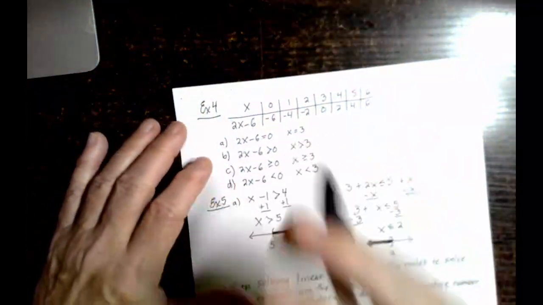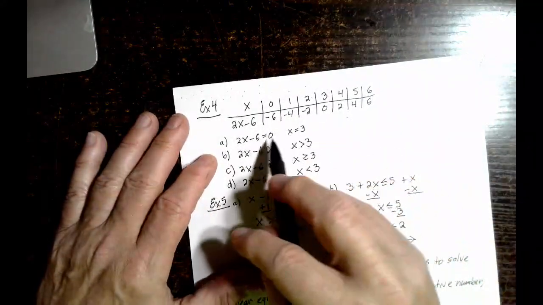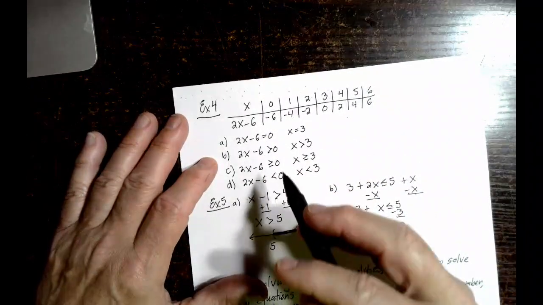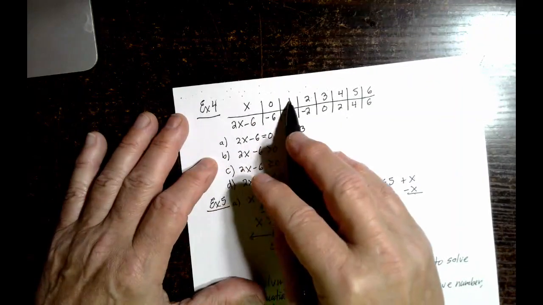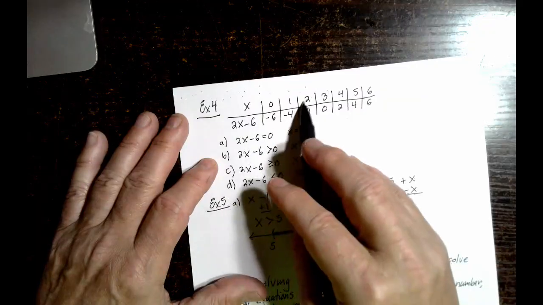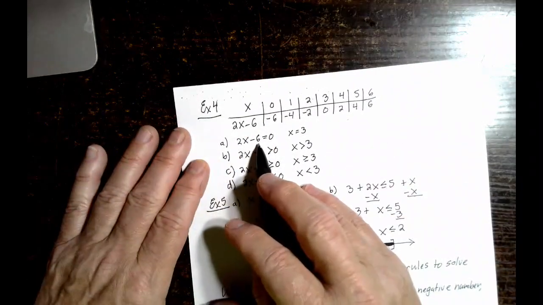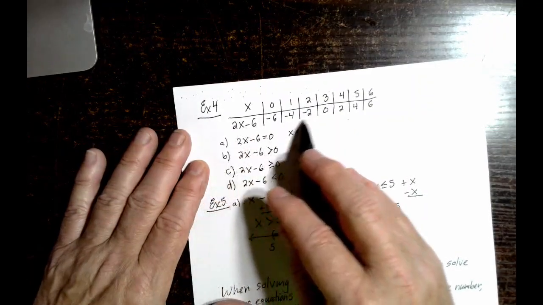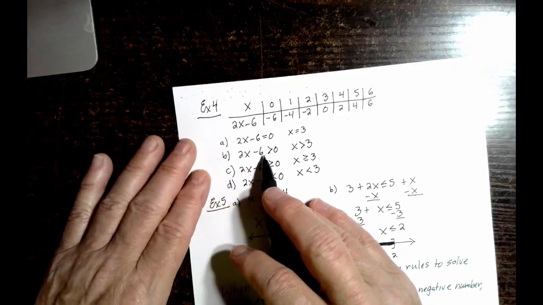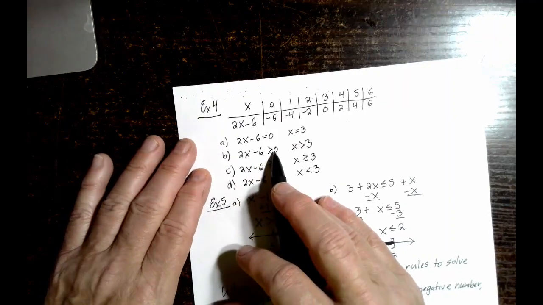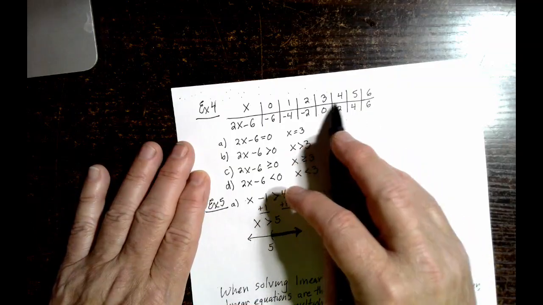This one they give you a table of values and they ask you to answer the question for the different equations or inequalities. So they plug in 0 into the equation and get -6, plug 1 into this and get -4, plug 2 into this and get -2, and so on. So they ask you, where does 2x minus 6 equal 0? Well, it equals 0 right there when x equals 3. Well, where is 2x minus 6 greater than 0? Well, it's greater than 0 for anything over here, so it's greater than 3.